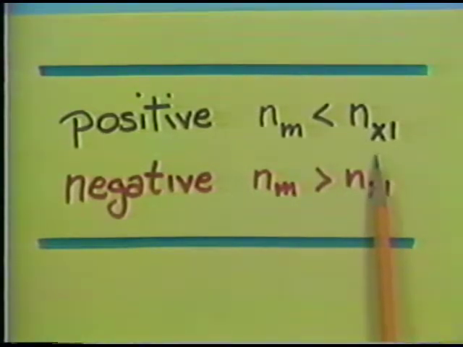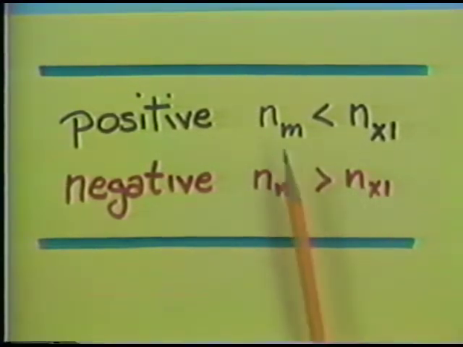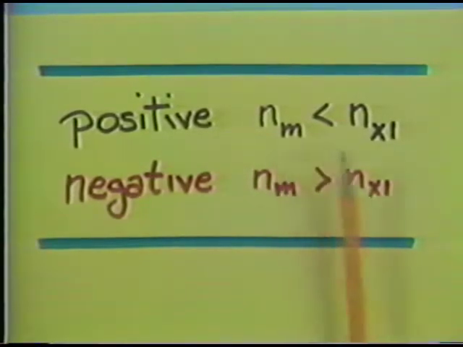There are two possibilities. One is that the index of refraction of the mounting material is less than the index of refraction of the crystal. And this, by convention, is called positive relief. Now, positive relief means that another way of saying this is to say that the crystal is high. The crystal is higher than the material surrounding it.